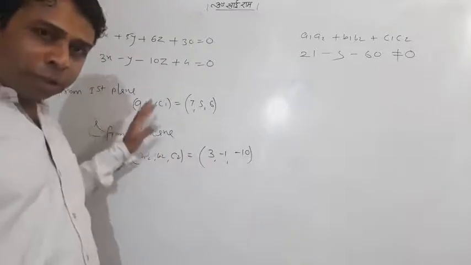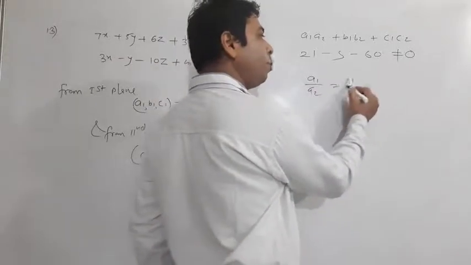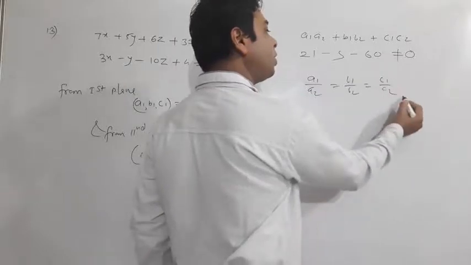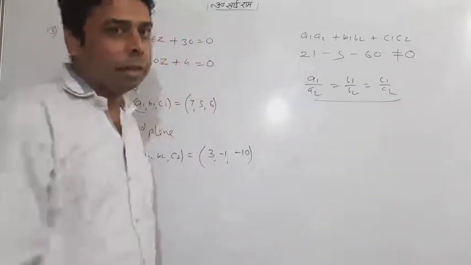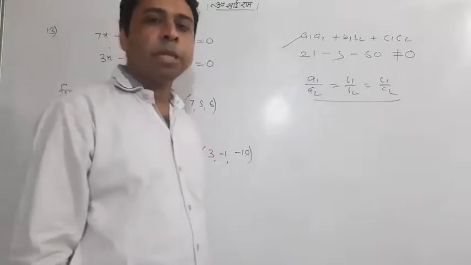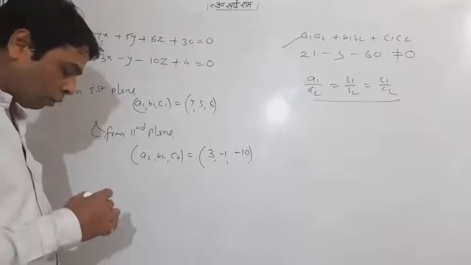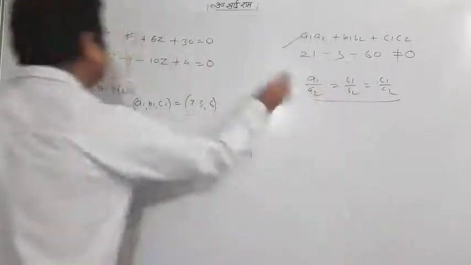Take all the questions. Check both conditions: a1 upon a2, b1 upon b2, c1 upon c2. If this condition is following, planes are parallel. If this expression equals 0, meaning planes are perpendicular. So take all the questions one by one and get your answers. Okay, so this was all on you now.